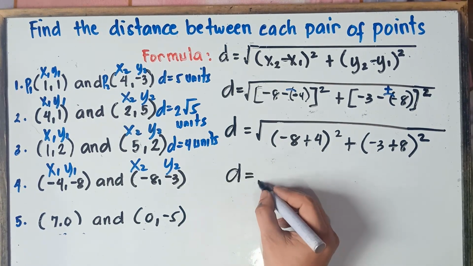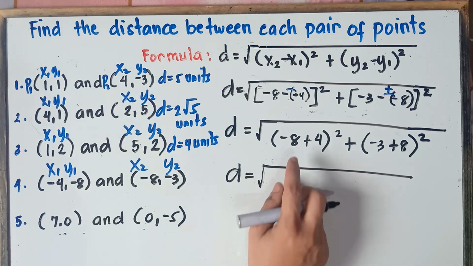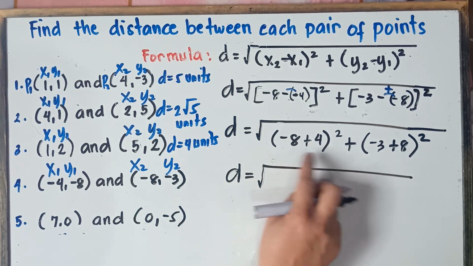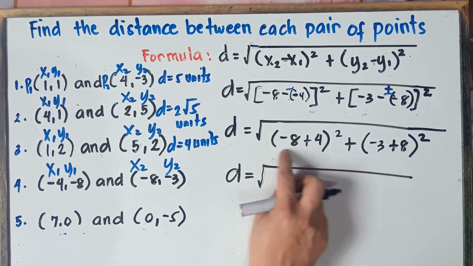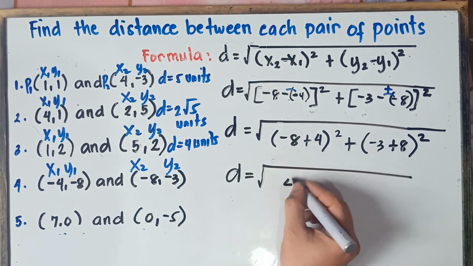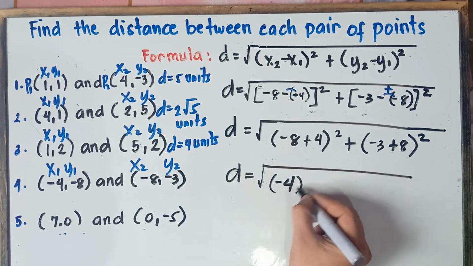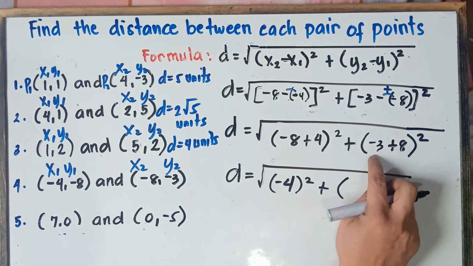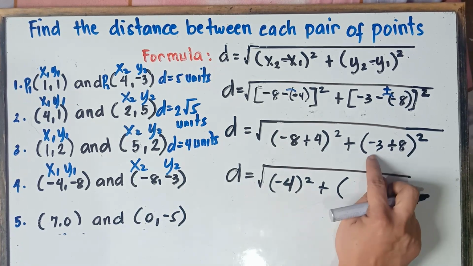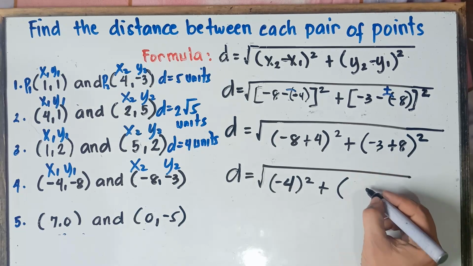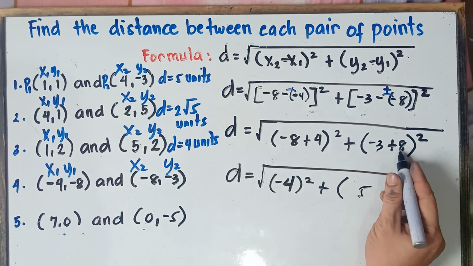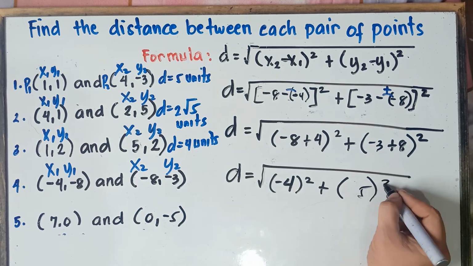So D is equal to the square root of negative 8 plus 4, and like signs, if the signs are not the same, you subtract. 8 minus 4 is 4. Now 8 is greater than 4, we copy the sign of 8. That would be negative 4 and then squared, plus negative 3 plus 8, and like signs, subtract. 8 minus 3 is 5. Now 8 is greater than 3, we copy the sign of 8. That would be positive 5 and then squared.